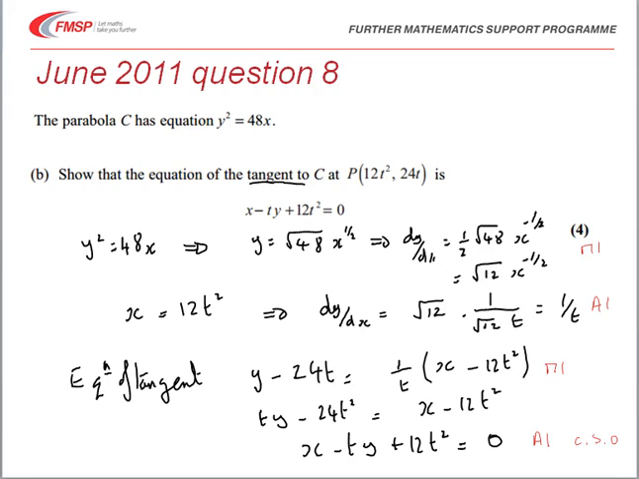Just to point out that there are different ways of doing the differentiation. You could differentiate implicitly, or also use the chain rule to find dy by dt or dx by dt. Whichever method you use, however, you will get the value of the gradient to be 1 over t.